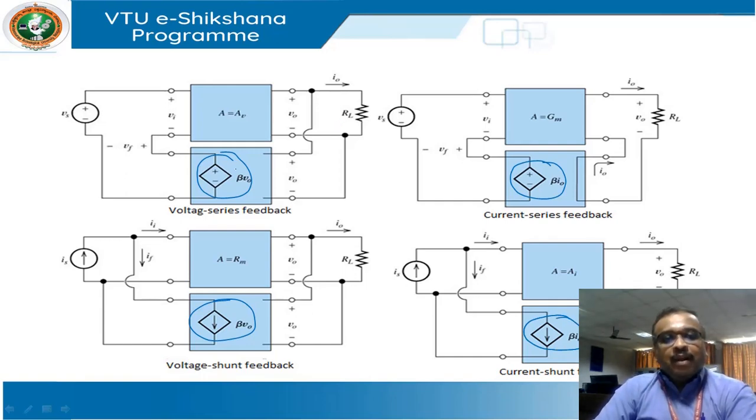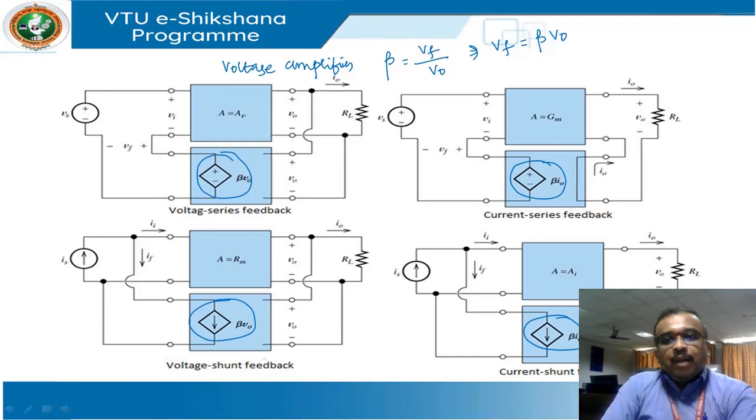Probably I can explain one and tell you what is the meaning of it. Now this is what kind of amplifier? This is a voltage amplifier. And how would you define beta in case of a voltage amplifier? It will have VF at the feedback part, and at the input of the feedback you will have V naught. Correct. This is as good as writing it as VF equal to beta times V naught.